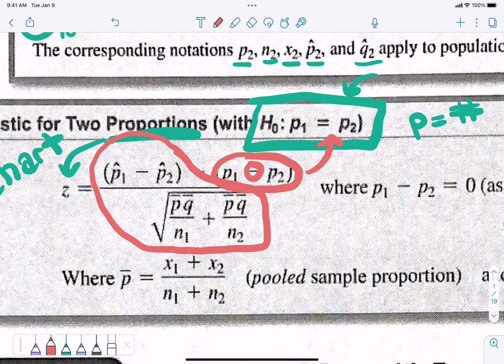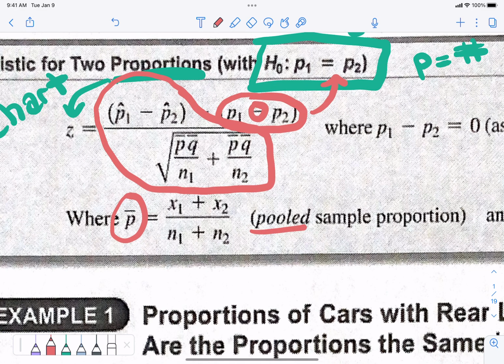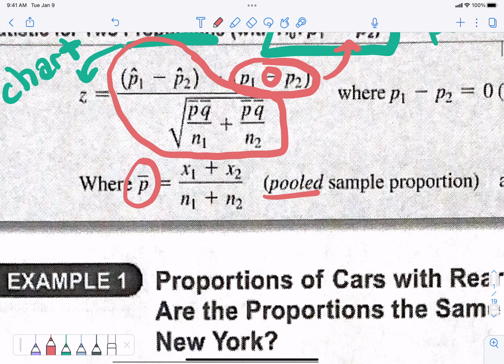Now there's one more thing that they've added in there, and it is called P bar. This is stupid. P bar, it'll get a little bit better. This is called the pooled sample. And so, let me give you an example of P bar.